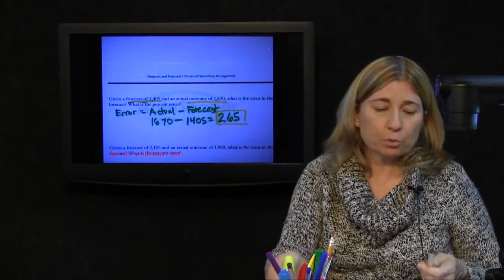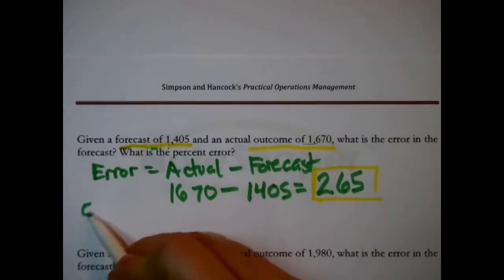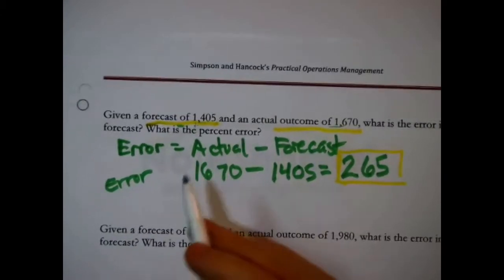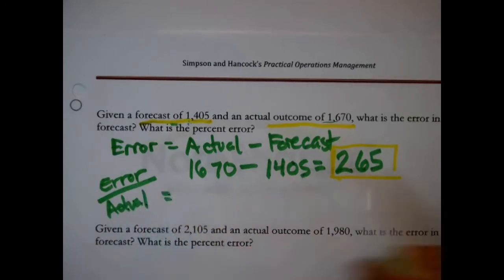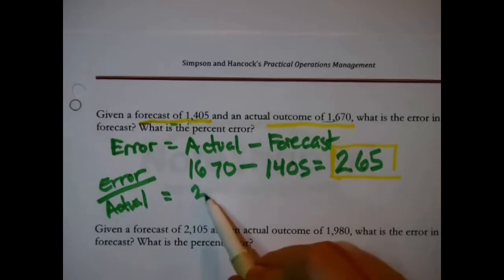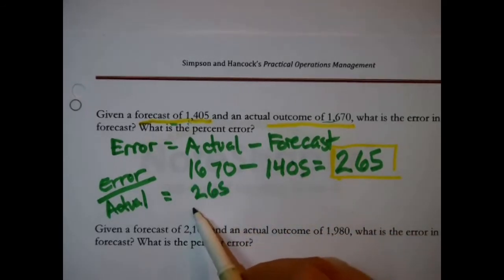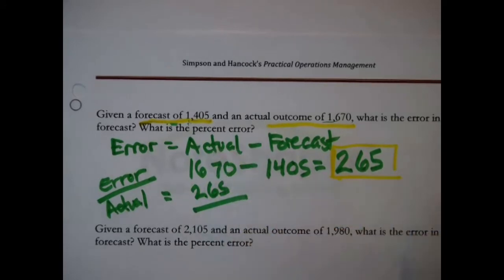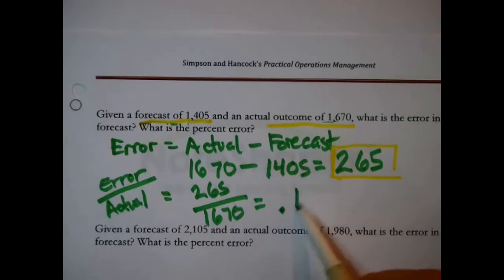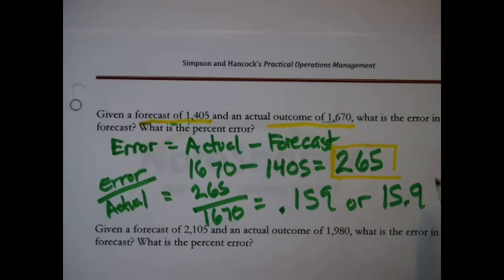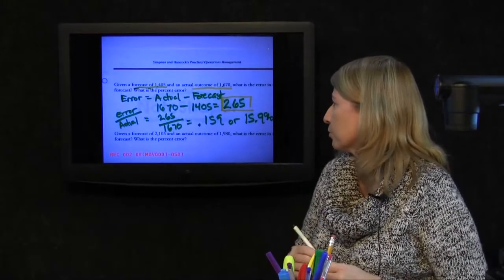The question also asks, what's the percent error? Percent error is also easy to calculate, but we have to remember that it's error divided by actual. It's just giving us a sense of scale of how bad is the 265. All right, the 265 is the numerator, divided by the actual, which was 1,670. So I get 0.159, or we would say an error of 15.9%, an error of about 16%.